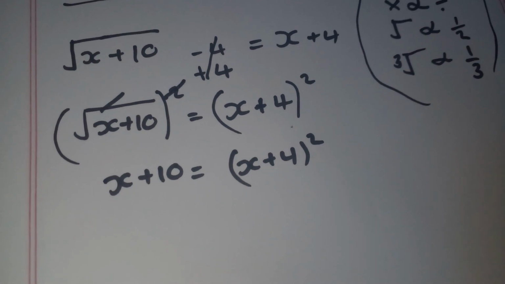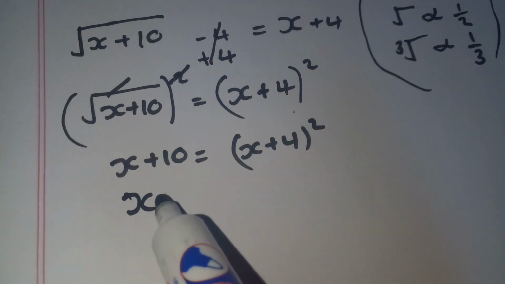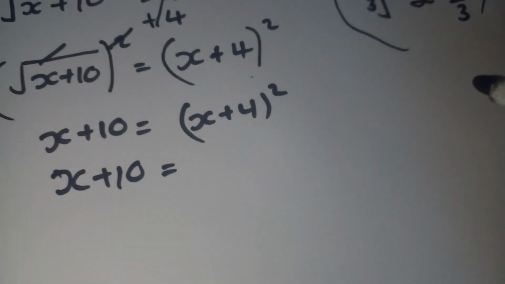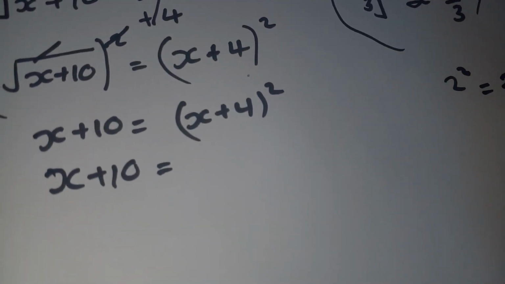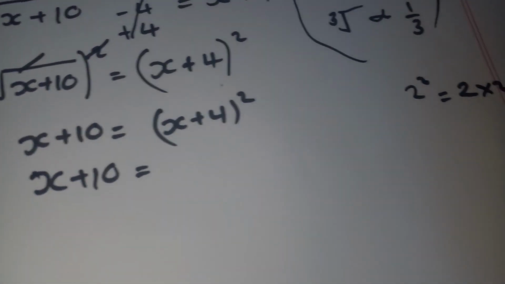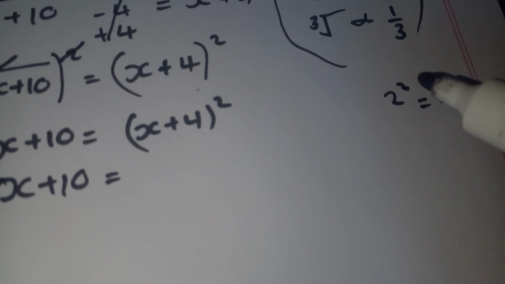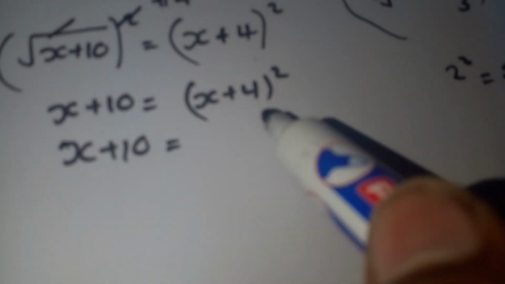Now let us get to the next step. This one is going to be x plus 10 is equal to, let us recall, guys, 2 raised to the power of 2 is the same as 2 times 2. That means you multiply the base by itself according to the exponent. So here we have x plus 4 raised to the power of 2.